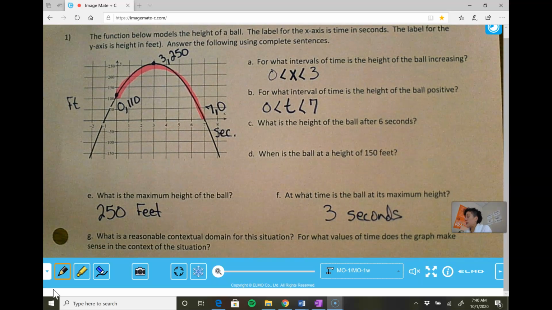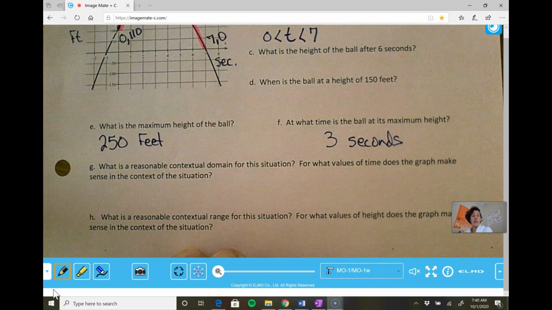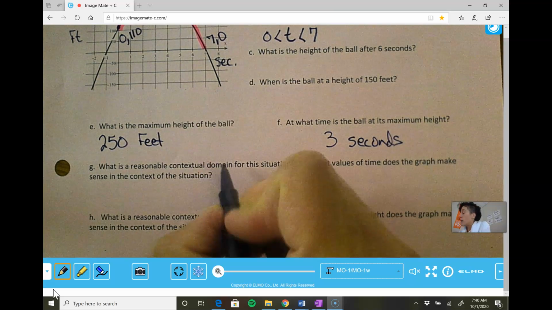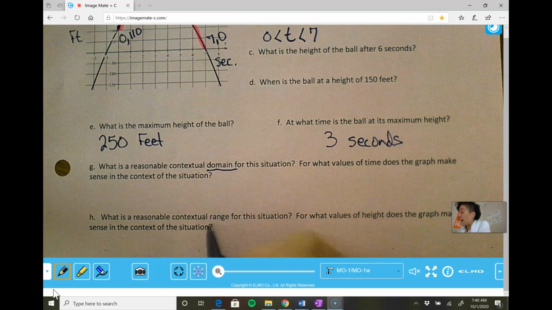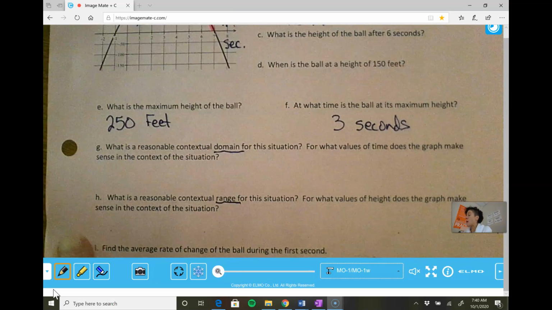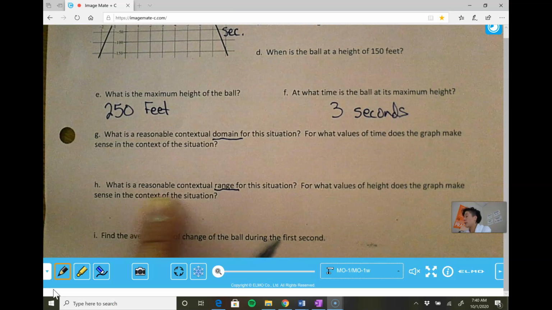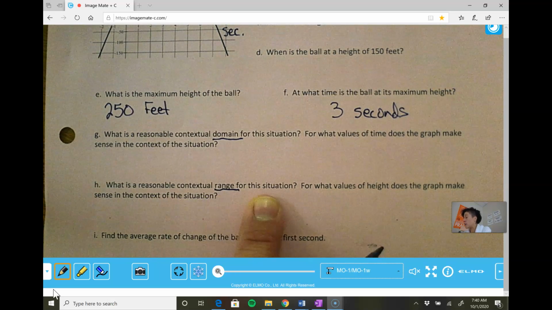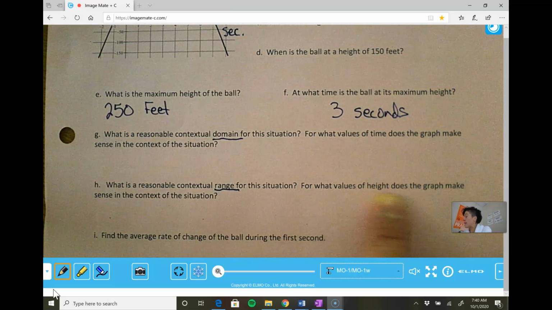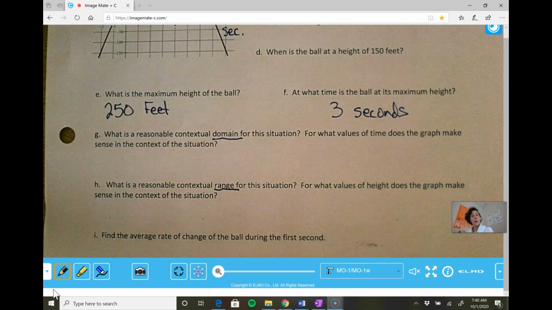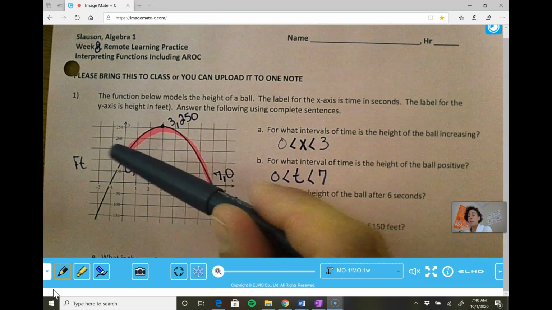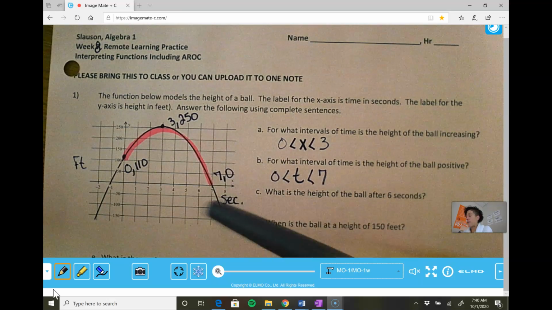All right, so G and H. I'm going to let you do G, and I'll do H with you. So remember, domain is your X and range is your Y. On H, they want to know what is a reasonable contextual range for the situation. So for what values of height does the graph make sense? And we've already discussed that. This pink part is the only part of the graph that I want.